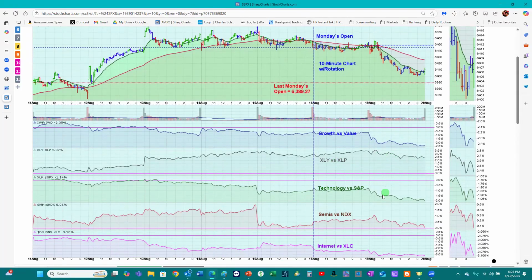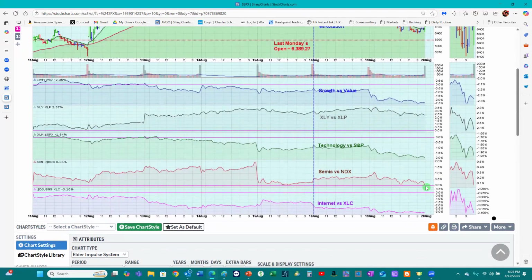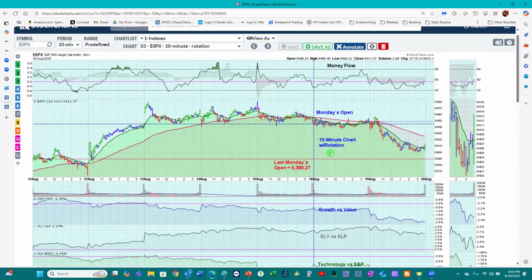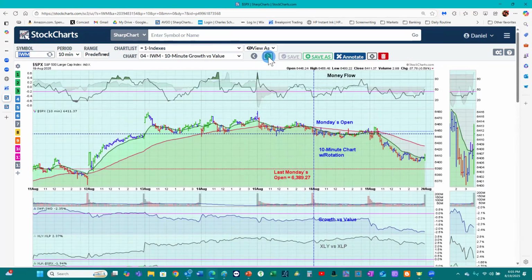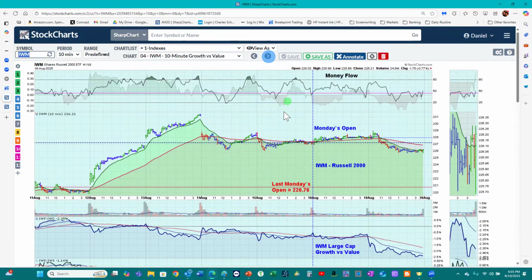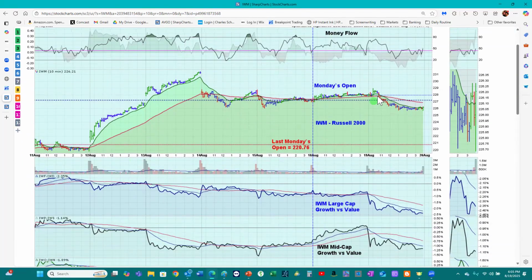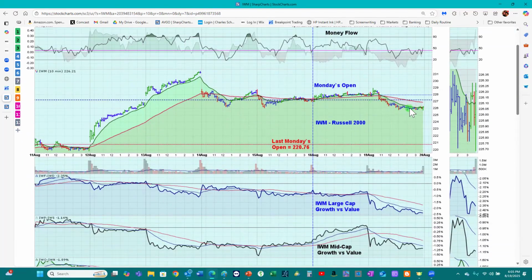Discretionary versus staples a little bit. Technology, clearly, you can see that going down. Semiconductors going down, even heading even lower at the end of the day. And then internet also heading down. And if we look at the Russell 2000 mid and small caps, it sold off as well today. It's kind of a rounded bottom. So it's sort of leveled off right here at the end from 1 o'clock until the close.